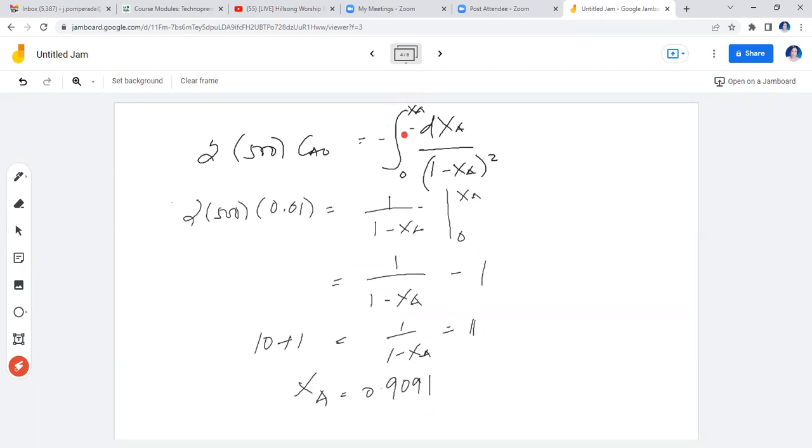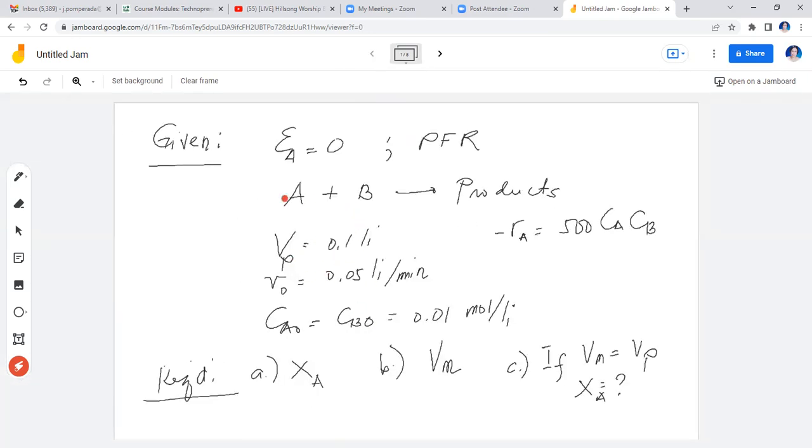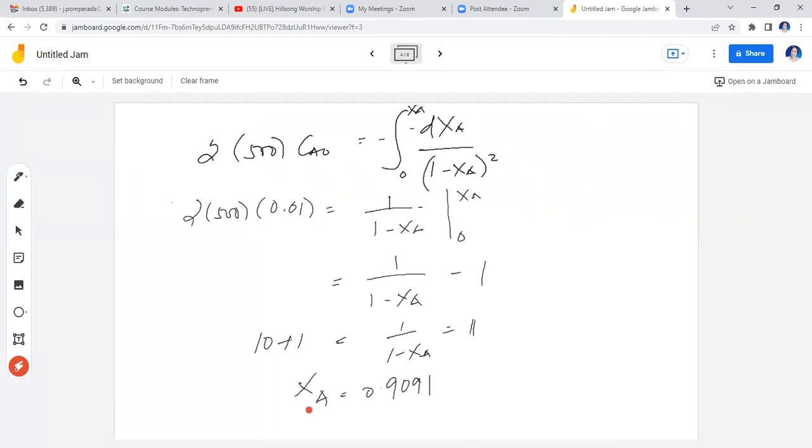Your unknown in here is one of the limits, and that's the upper limit. So you get here a value for the conversion in the plug flow reactor, the conversion of which is 0.9091, or 90.91% of A is converted in a plug flow reactor of size. So the size of our plug flow reactor is 0.1 liter with this much volume being processed per minute. Okay, so this already answers letter A, the conversion in the plug flow reactor.